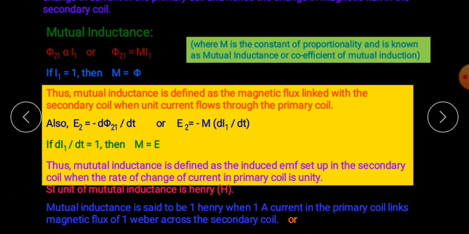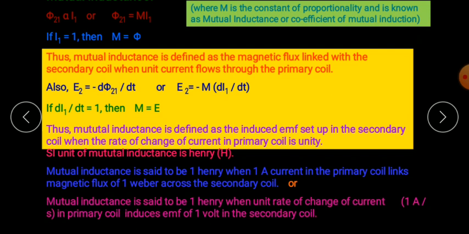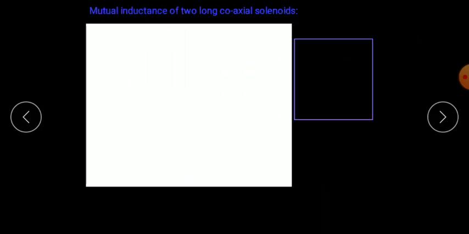Mutual inductance is said to be 1 Henry when a 1 ampere current in the primary coil links magnetic flux of 1 Weber across the secondary coil. Mutual inductance is also said to be 1 Henry when a unit rate of change of current, 1 ampere per second, in the primary coil induces an EMF of 1 volt in the secondary coil. I hope this is clear to you.